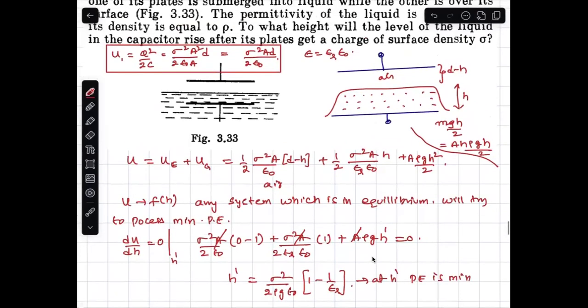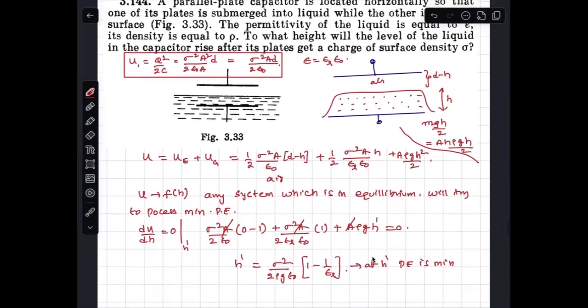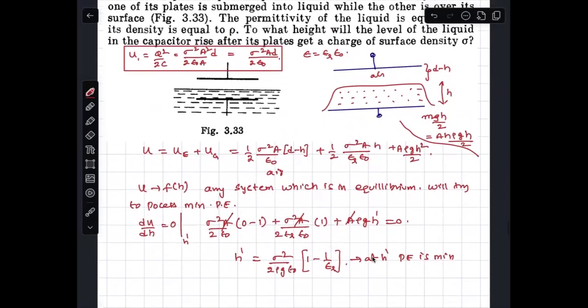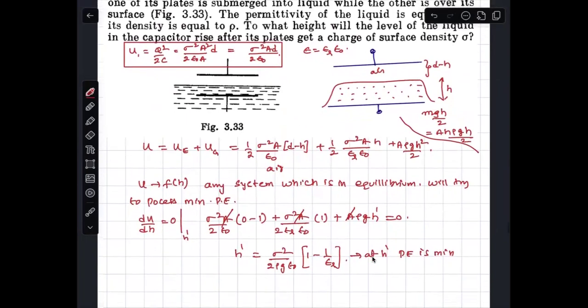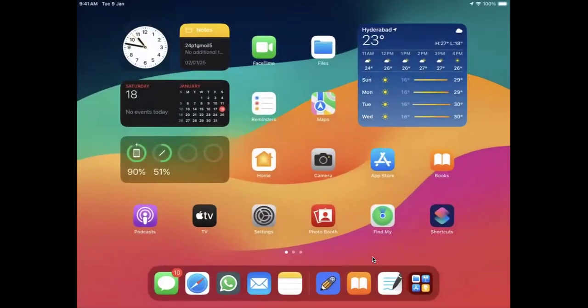They are also asking to what height will the level of the liquid rise after this plate gets a charge of surface density. It's a very simple solution. In Irodov, in HC Verma, they have given a completely different solution. That also I will show you right now. There is a mistake as per my observation in that. I'll just show you that.